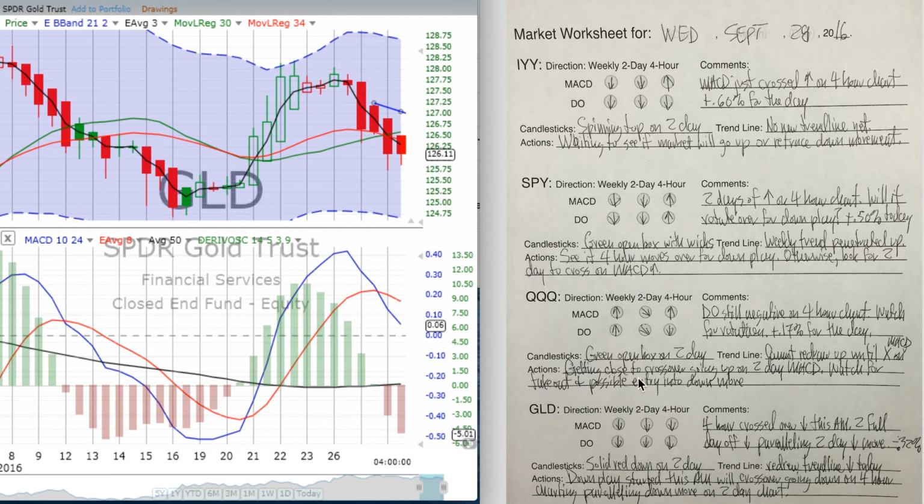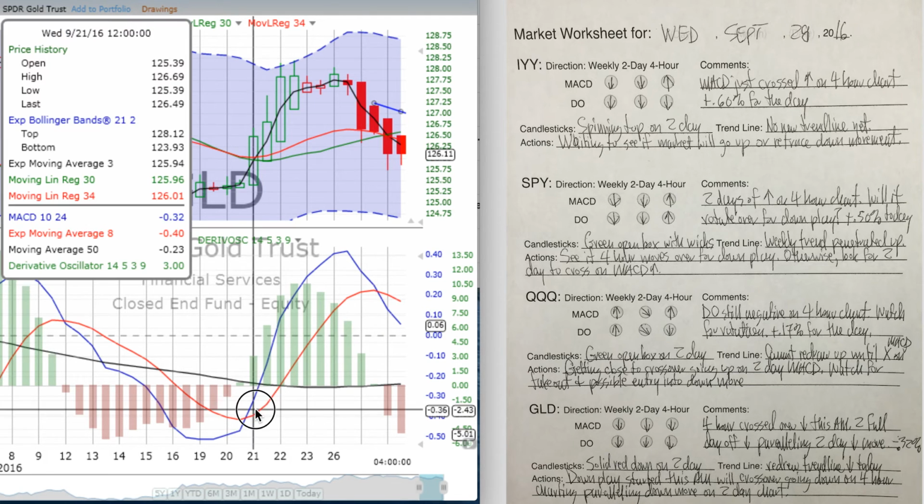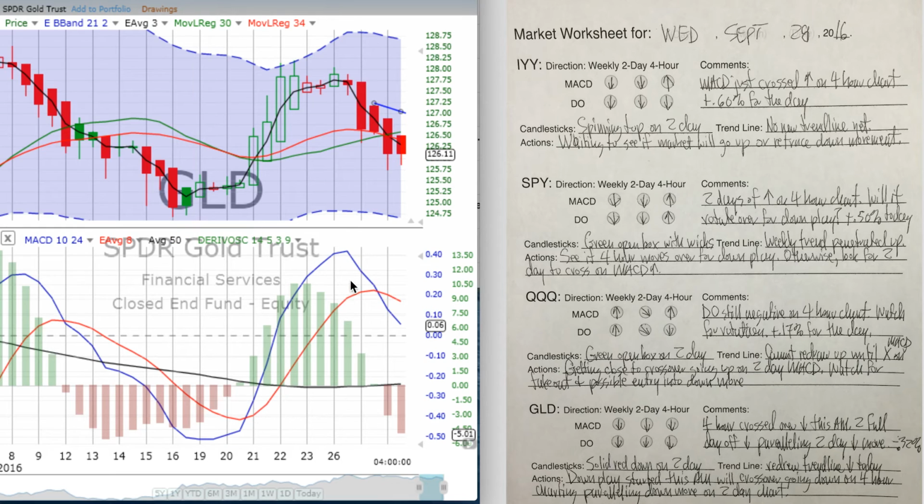Why? Because we were already in a confirmed down move on the 2-day and the weekly. So we had our pullback starting on the 21st of September, and when that pullback ended, that was your jumping-in point for a down move in gold. And again, for those of you who don't know how to make money when something goes down, you need to understand what an inverse exchange-traded fund is.